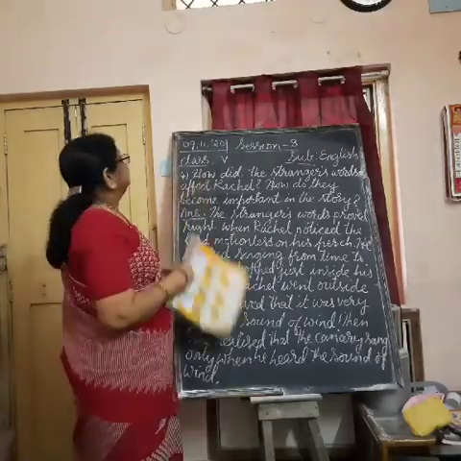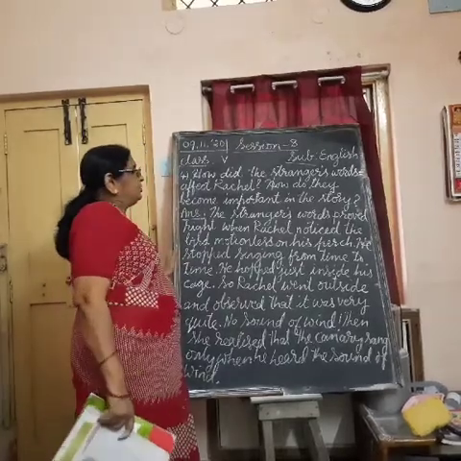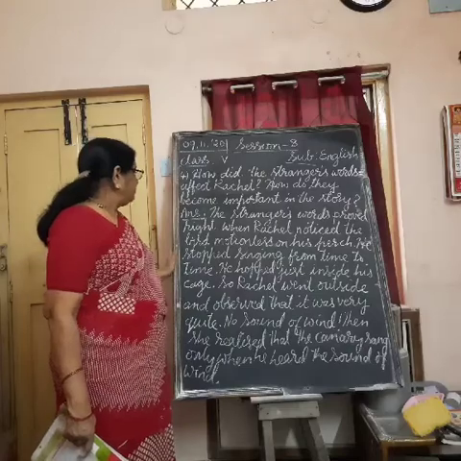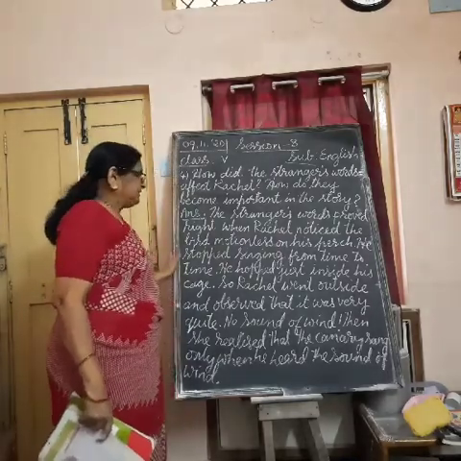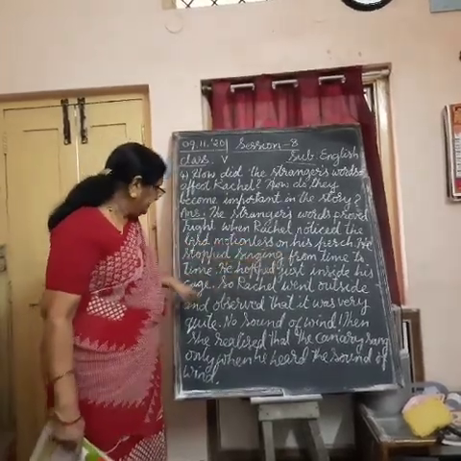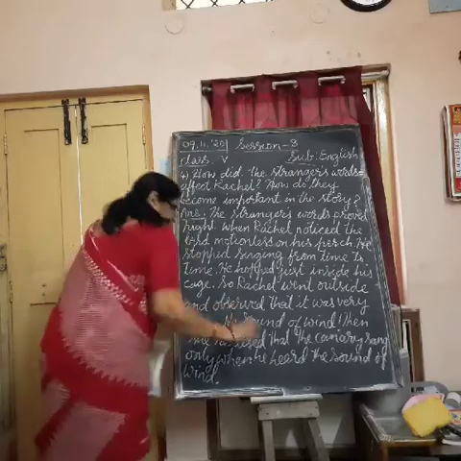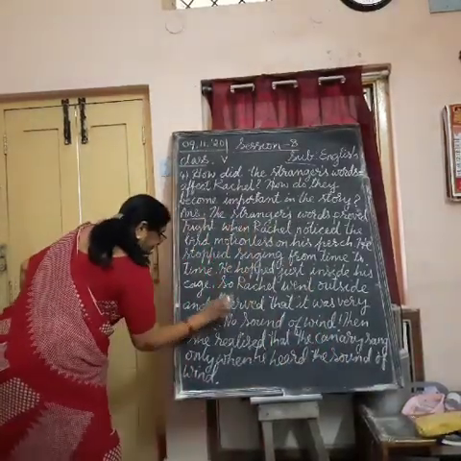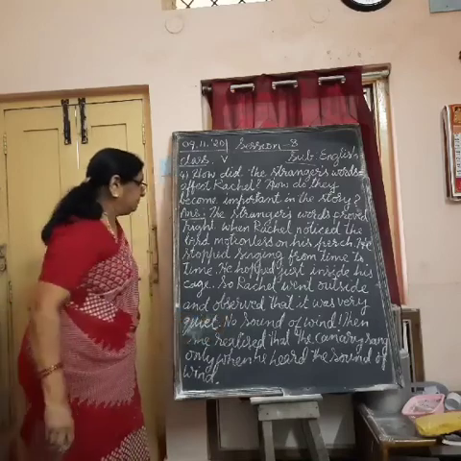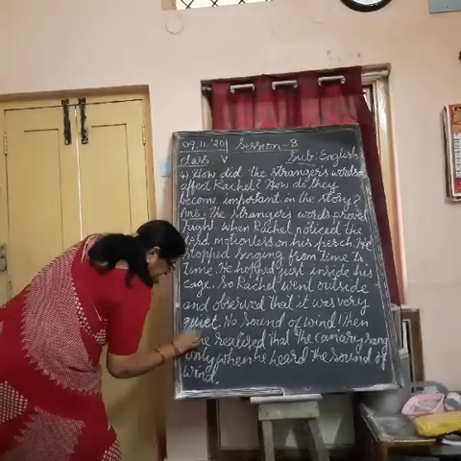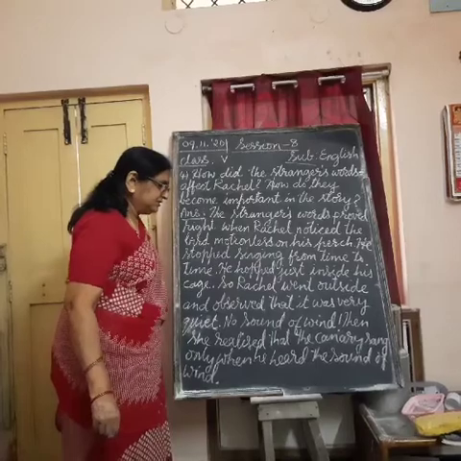Let us read it two times. How did the stranger's words affect Rachel? How do they become important in the story? The stranger's words proved right when Rachel noticed the bird motionless on his perch. He stopped singing from time to time. He hopped just inside his cage. So Rachel went outside and observed that it was very quiet. No sound of wind. Then she realized that the canary sang only when he heard the sound of the wind.